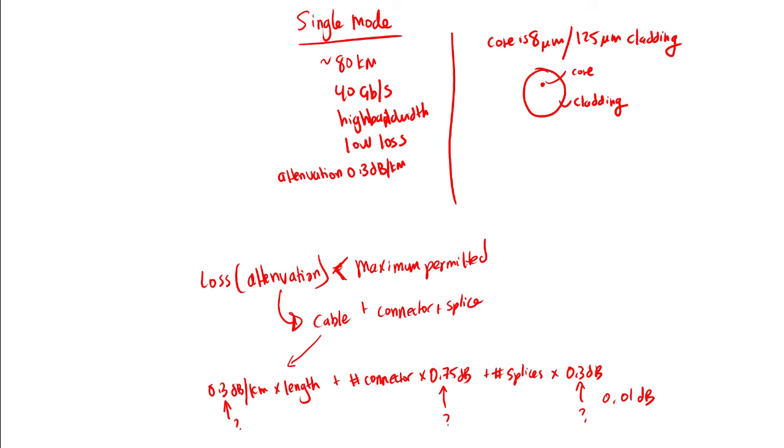So based on that, if we know the maximum loss, number of connectors, and number of splices, we can plug all these numbers in and figure out what is the maximum length of the fiber.